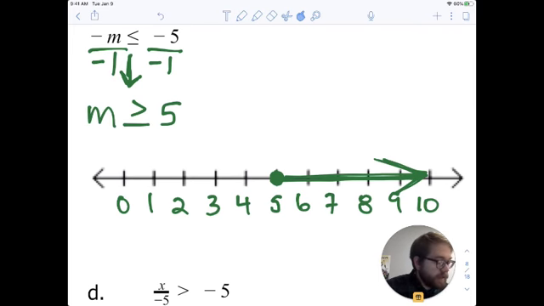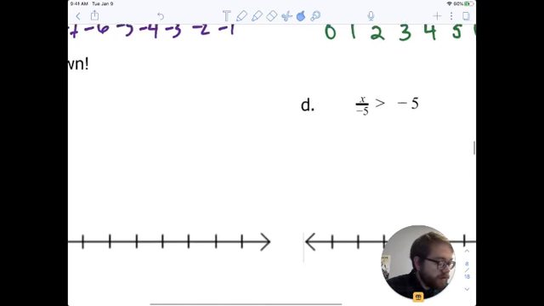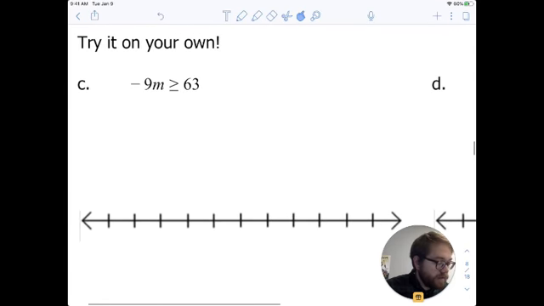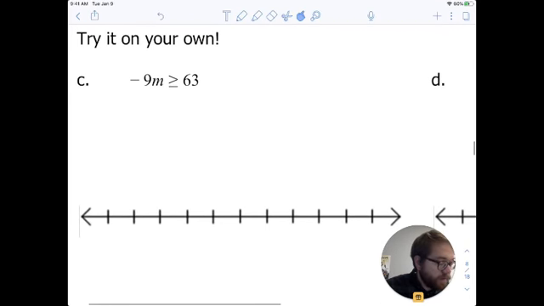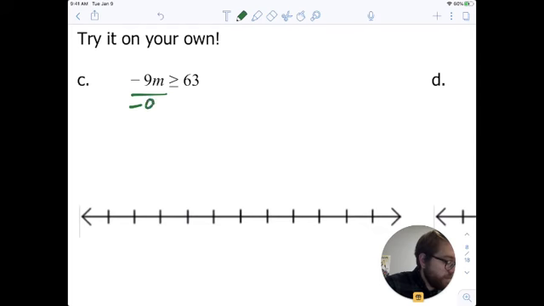Okay, let's look at a couple more. I know C and D say try it on your own, but we're going to go ahead and do these together, just to make sure we're all on the same page right now. So C says negative 9m is greater than or equal to 63. And so we're looking for what m is, so that's negative 9m. Remember, that means multiplication when the number and the variable are together like that. So we're going to divide by negative 9 on both sides.